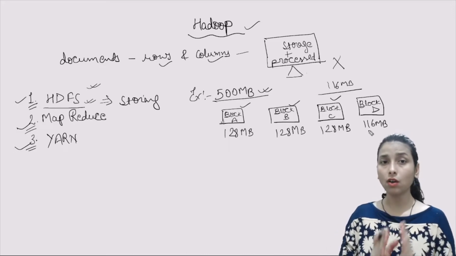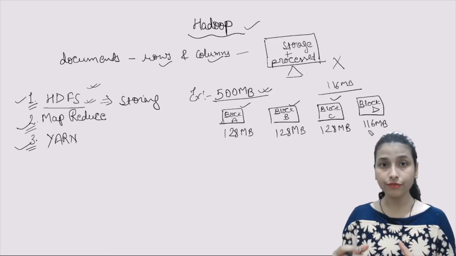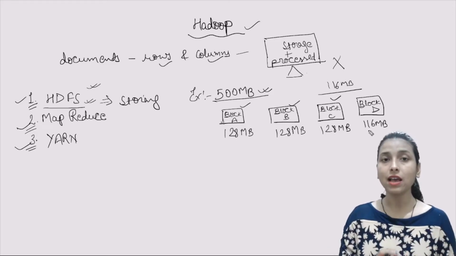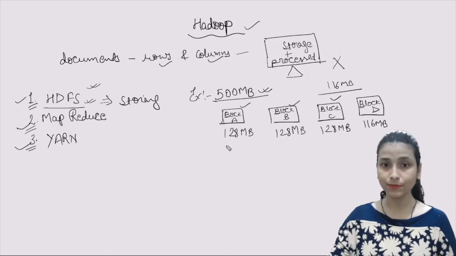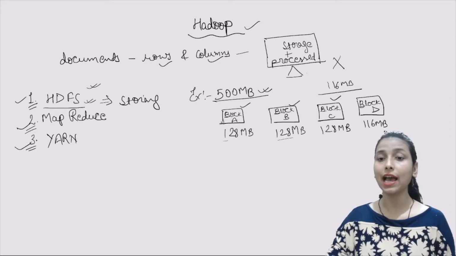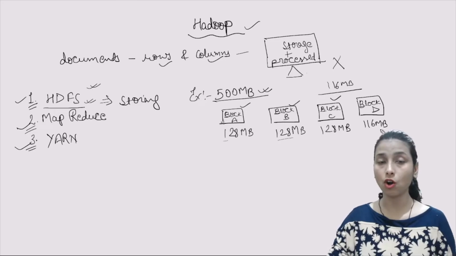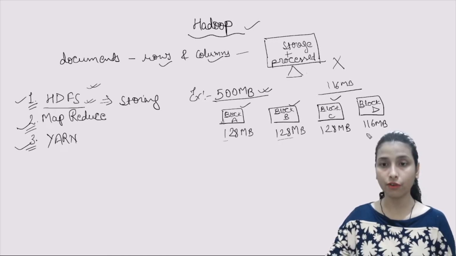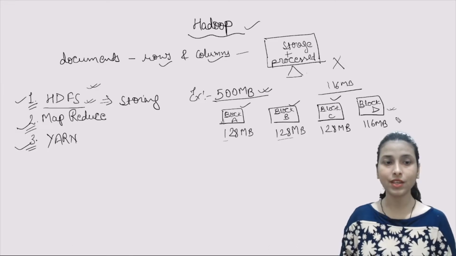So here the concept is that data will be split into different blocks, and each block stores 128 MB of data. So each one of these blocks will be storing 128 MB of data, and for the last block, if 128 MB of data is not available, then the remaining amount of data is what block D is going to store here. So that's how HDFS works.